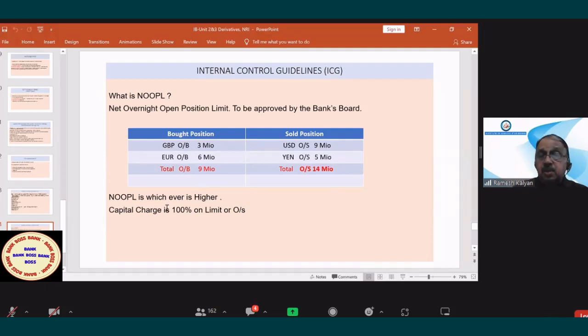And here the capital charge is 100% on limit or outstanding. Whatever is the limit, for that there is a capital charge. So that is why we have to get board approval and we have to advise Reserve Bank of India about our net overnight open position limit.